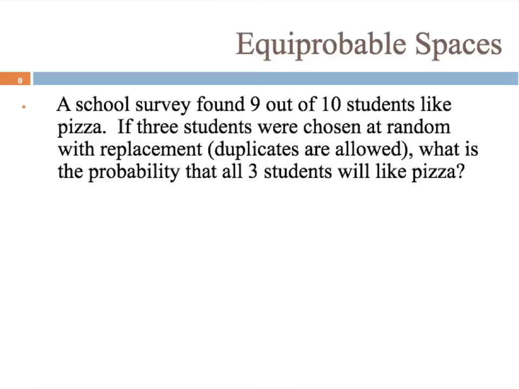Next example here, a school survey found 9 out of 10 students like pizza. If 3 students were chosen at random with replacement, so duplicates are allowed, what is the probability that all 3 students will like pizza? So the probability that the first student likes pizza is 9 out of 10. The probability that the second one will also like pizza, we're going to multiply because we want all 3 of them. So we would say 9 out of 10. And then for the third student, it would again be 9 out of 10.